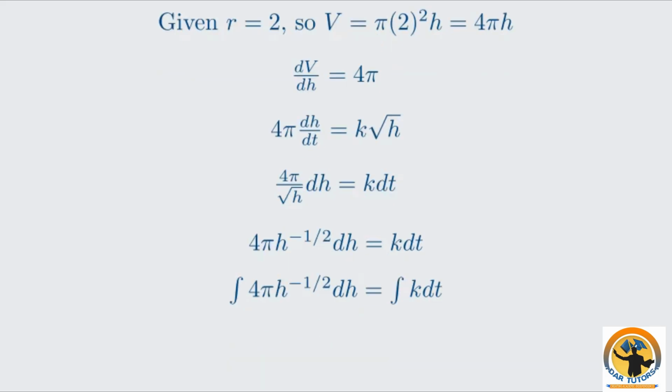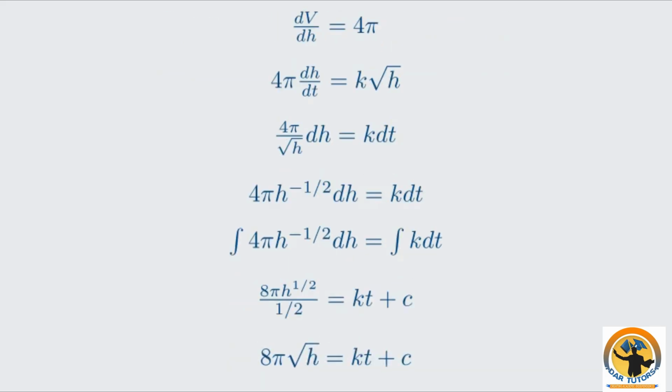The integral of 4 pi h to the -1/2 dh is 8 pi root h. The integral of k dt is kt. We add a constant C. We have two unknown constants, k and C. We can find them using the two conditions given in the problem.